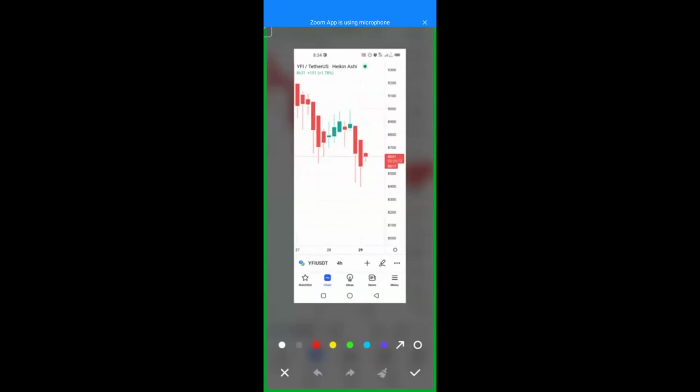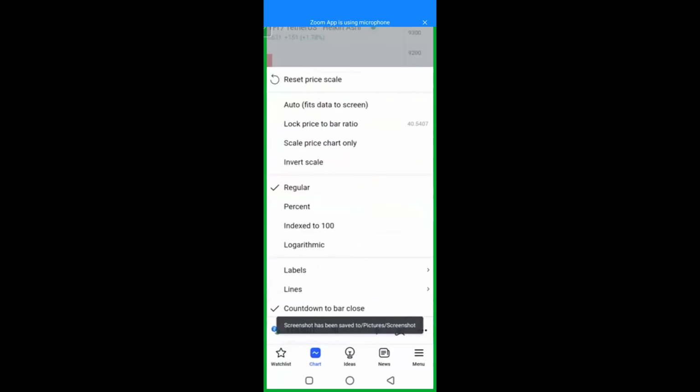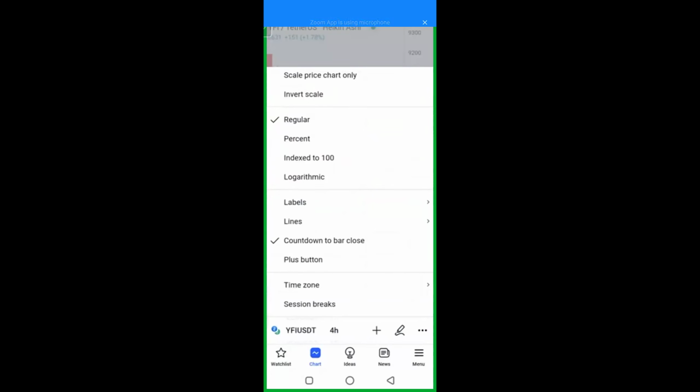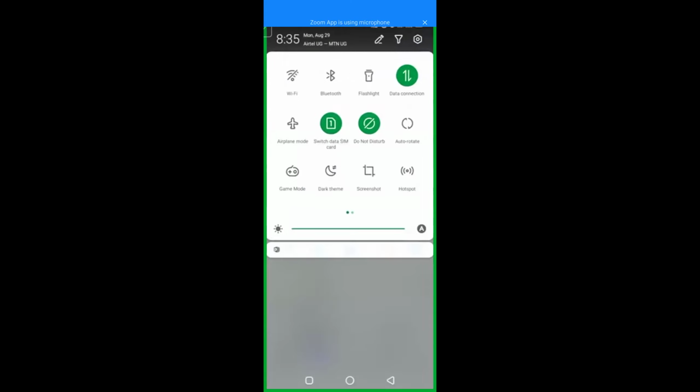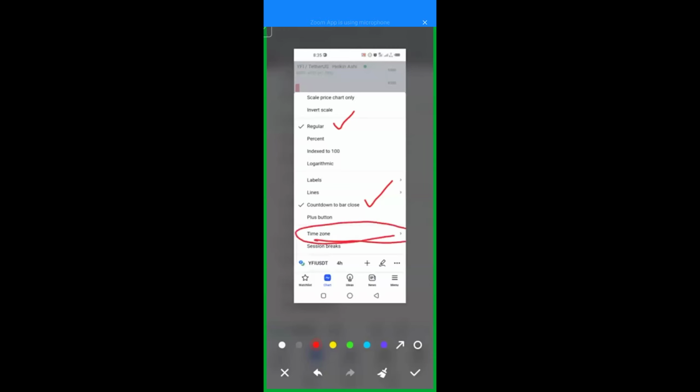Our next step will be now putting in our time zone to make it clear. So we tap on that area there, and we make sure only regular is ticked, and make sure countdown bar to close is ticked. You need to make sure on your screen this one is ticked and this one is ticked. Then we are going to take our energy onto the time zone. Others, if they are ticked, you untick them.